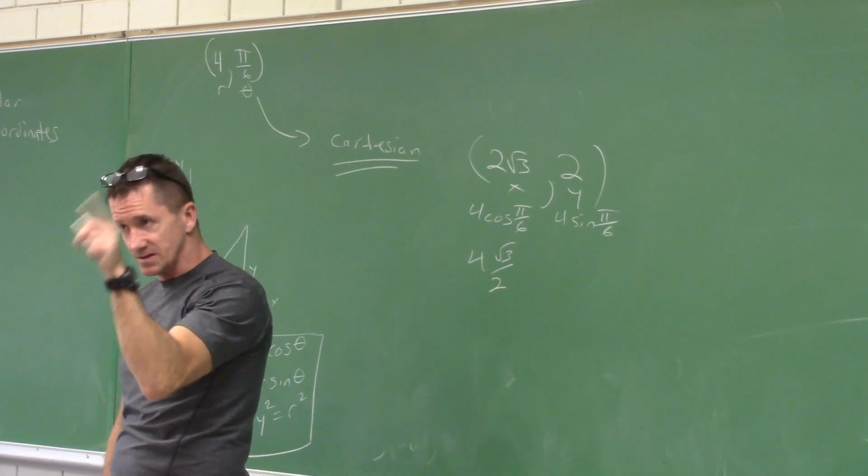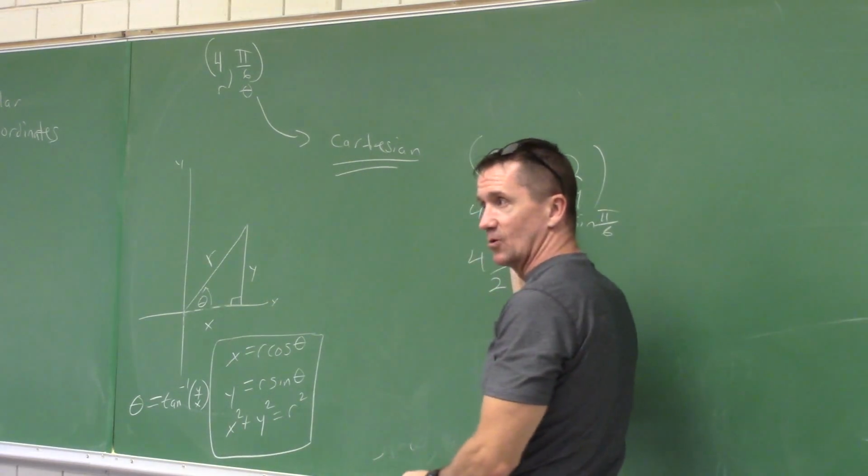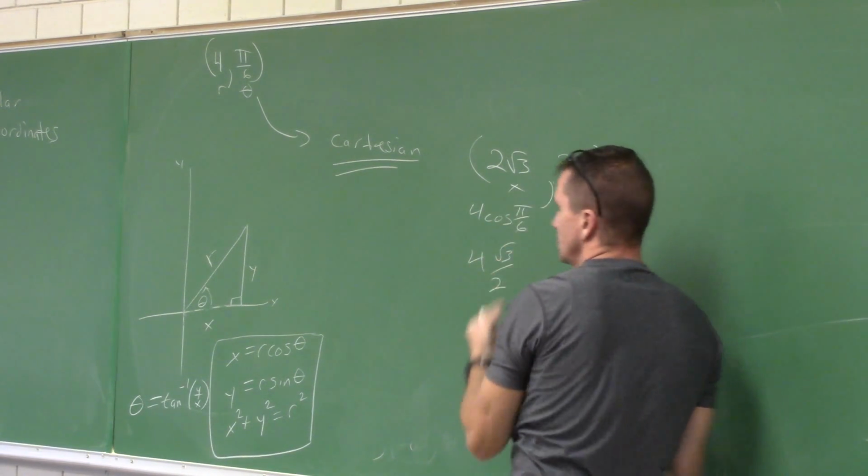So plot that point. You're in the same point, right? You need to know how to plot x and y coordinates. Go over 2 square root of 3, go up 2. It's the same point as this point.